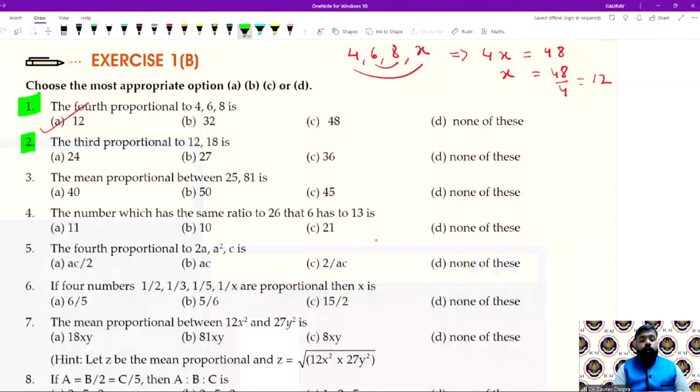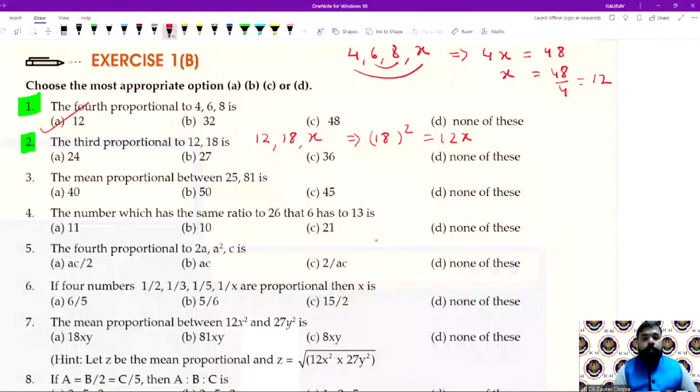Now, in the second one, the third proportional is required. That means we have to substitute x in place of the third value. So 12, 18, and x. Now, in case of three values, b square is equal to ac. So 18 square is equal to 12x. Now divide and get the result. So this time the answer will be which option?